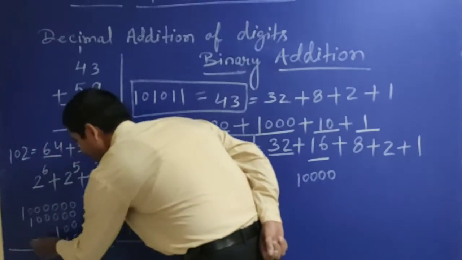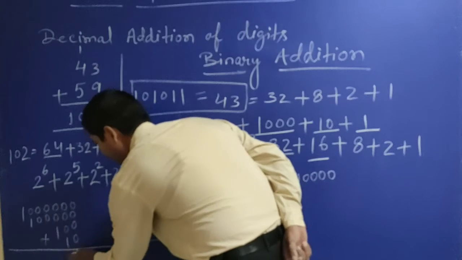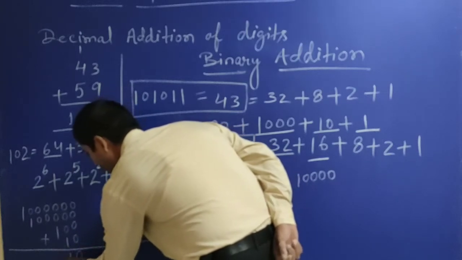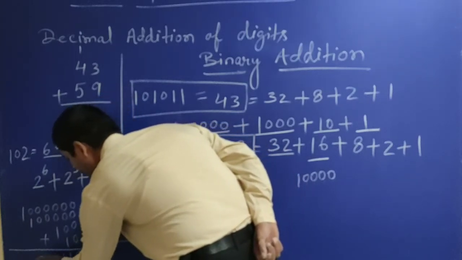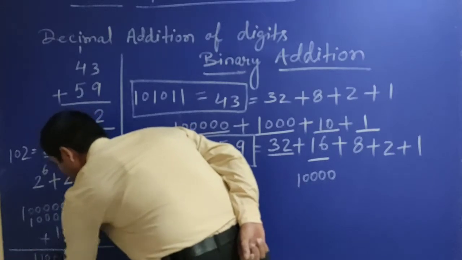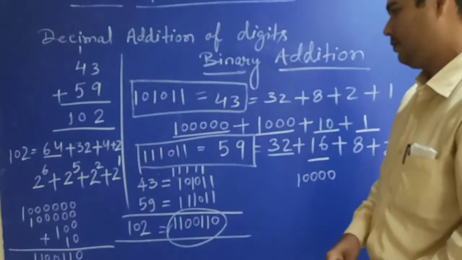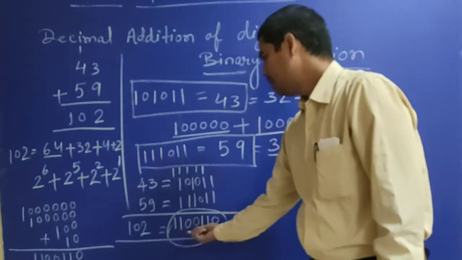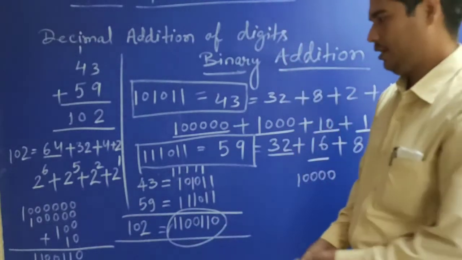Now we will add these numbers. So we get 1 1 0 0 1 1 0. Now we will match with the answer. Yes, our answer is correct.